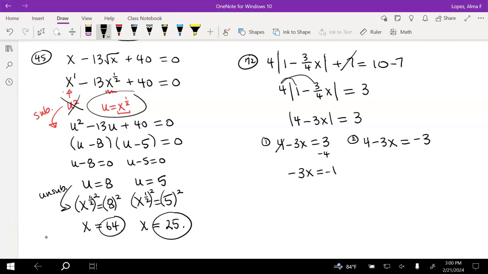We get -3x is equal to -1. After dividing both sides by -3, we get x is equal to positive 1/3. That's one of our answers.